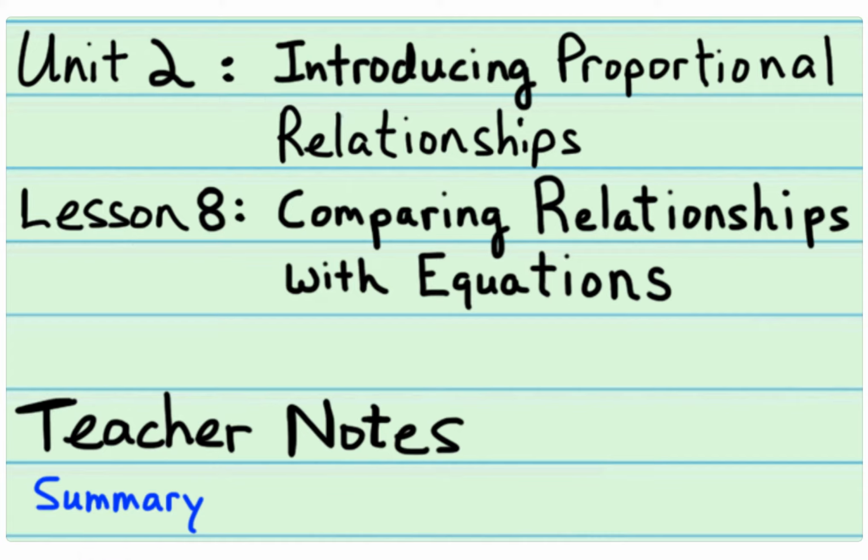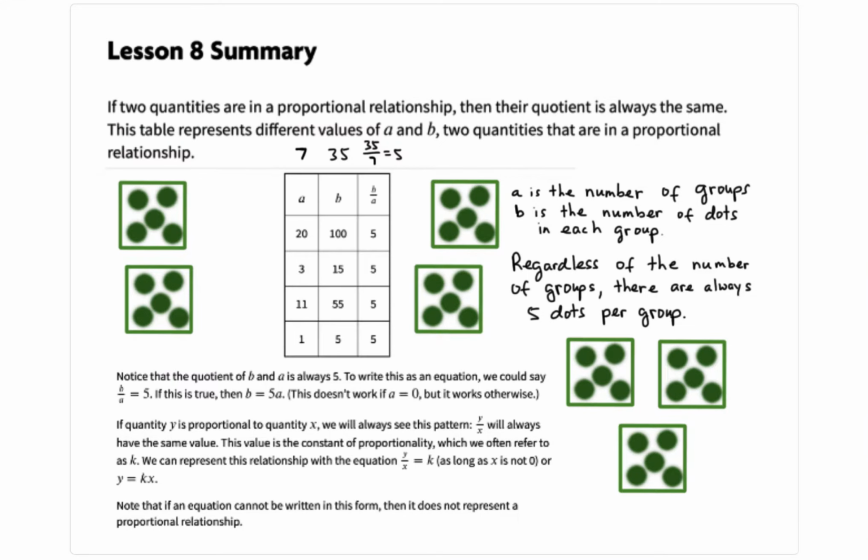This is the summary for Lesson 8, Comparing Relationships with Equations. In the summary, the authors are making the point that if you take the b values in a table and divide those values by a, you will always get the same answer for a proportional relationship. So in this case, b divided by a always gives you the answer of 5. So the quotient, b divided by a, is equal to 5.